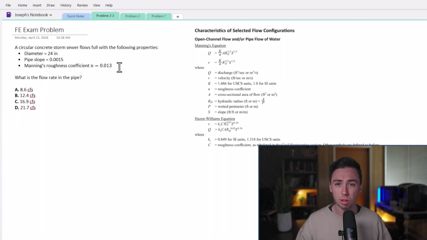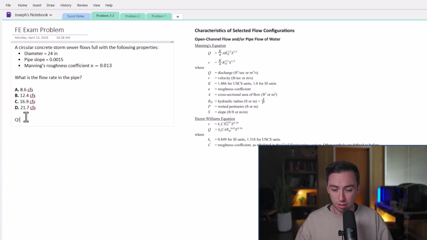Anyways, let's jump into the practice problem here and let's see if we can solve this one. So we're now in the problem. A circular concrete storm sewer flows full with the following properties: a diameter of 24 inches, a pipe slope of 0.0015, and a Manning's roughness coefficient of n equals 0.013. What's the flow rate in the pipe?